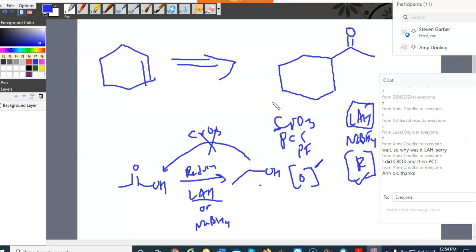Yeah, no problem. And it's common. It's like, all right, I know I got these reagents, right? Am I reducing? Am I oxidizing? It happens a lot. So it's something just to be aware of.